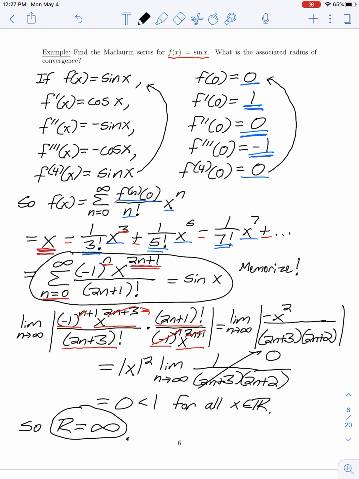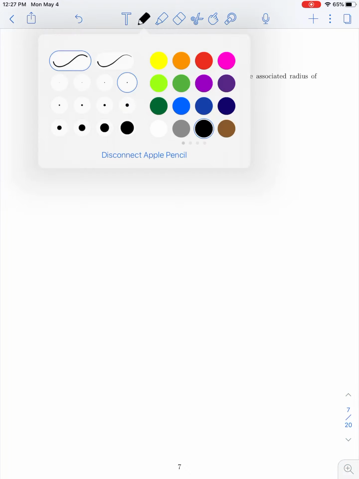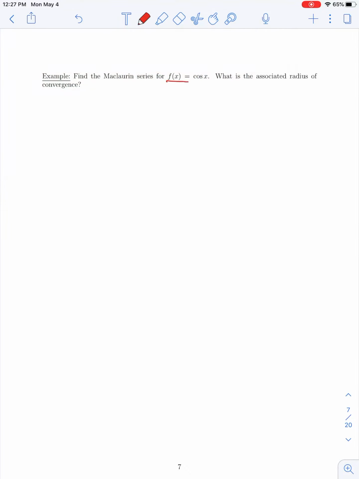So let's look at another one. This next one, very similar. We have the Maclaurin series for cosine of x and determine its radius of convergence. So this one is very similar to sine. If we start by taking the first several derivatives of our function, which was f of x equals cosine of x, we have f prime is negative sine x.